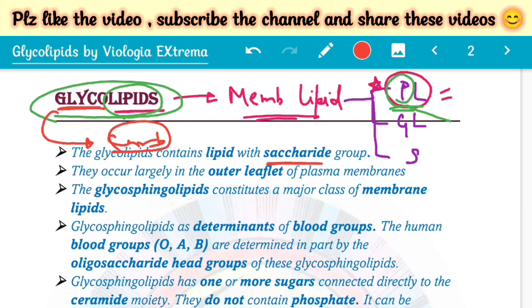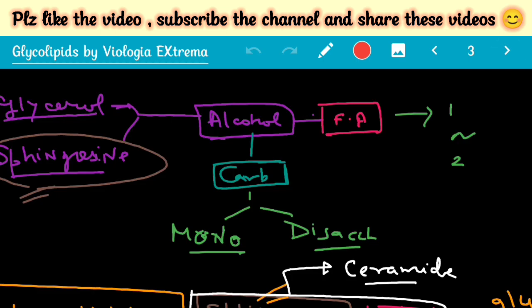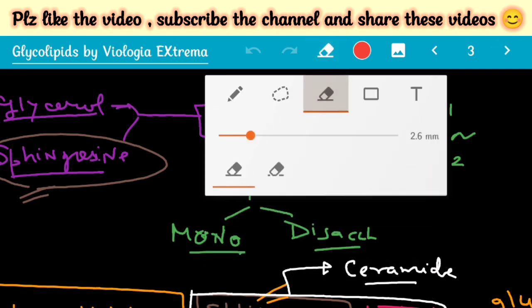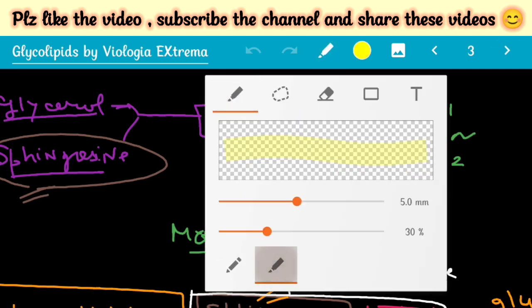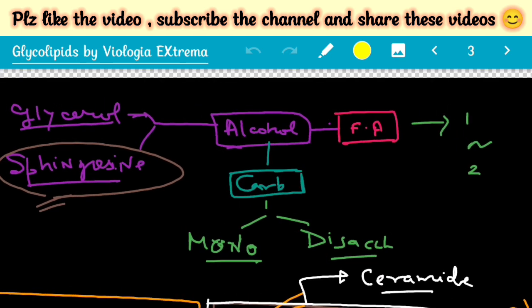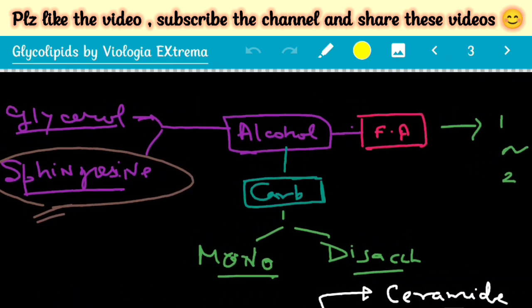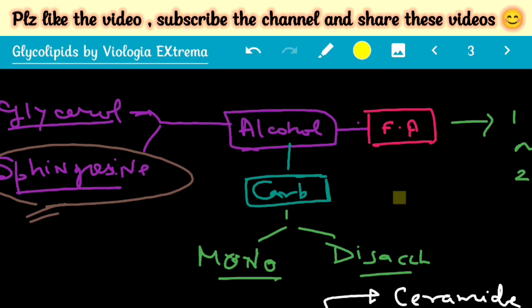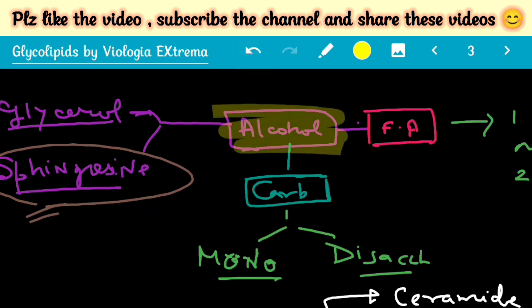Clear? So let's look at the structure. I've already drawn it during the preparation, so it will save you a lot of time. Basically we have alcohol. Even in the phospholipid, we have alcohol, and to that alcohol a fatty acid is attached. It can be a single fatty acid or it can be more than one, which we will see. So to the alcohol, a fatty acid is attached.